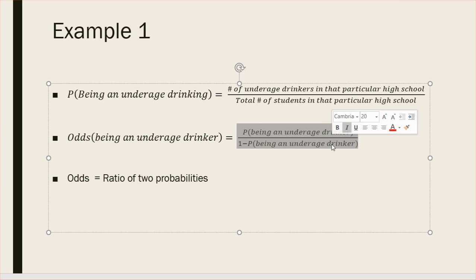This indicates the number of students without that attribute. In our example here, the attribute will be being an underage drinker. So, as you can see from this formula, the odds is the ratio of two probabilities. The numerator will be the probability of having that attribute, and the denominator would be the probability of not having that attribute.